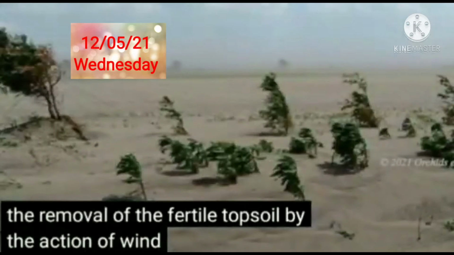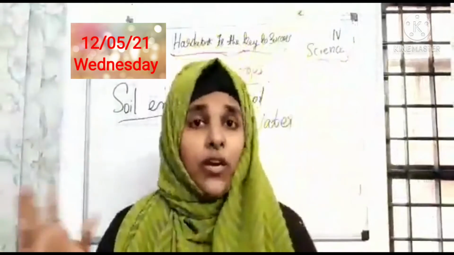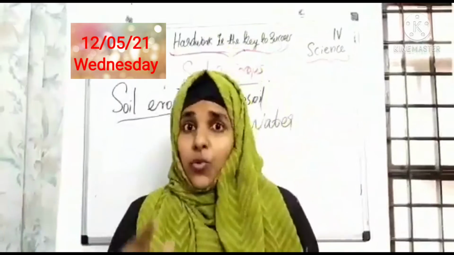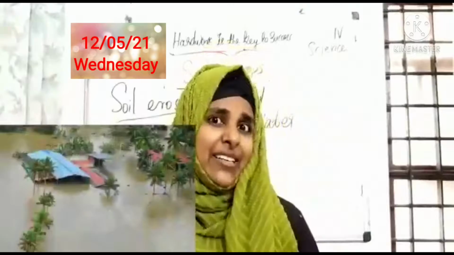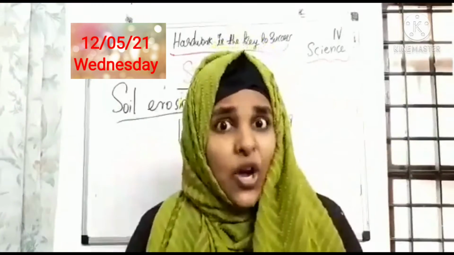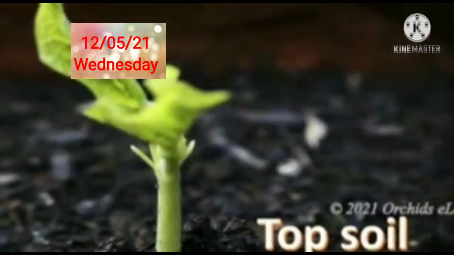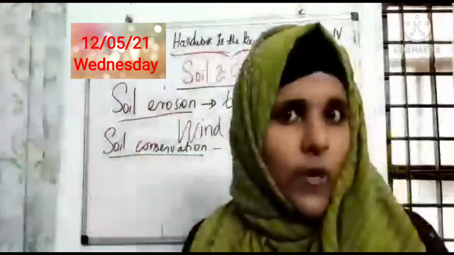Strong wind, heavy rainfall and cutting down of trees increase the soil erosion. We know that if the soil erosion is there, we cannot survive our life on the earth. Two years back we saw that soil erosion happened in Kerala because of flood. Is it, children? So what are the precautions we have to follow to protect our soil? We know that plants get most of nutrients from the topsoil, right? Students, we need to protect our soil. We need to protect our topsoil, is it?